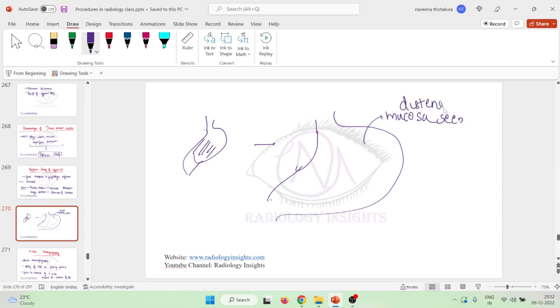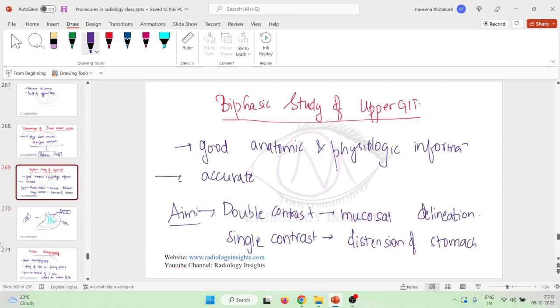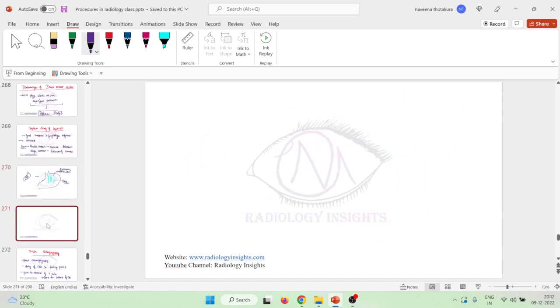Number two, once the whole mucosa is seen, it should be coated with barium. This coating, this better delineation and understanding of the mucosa, is done by the double contrast study. So by using this biphasic study of the upper GIT, we can have the best imaging technique possible for the stomach.